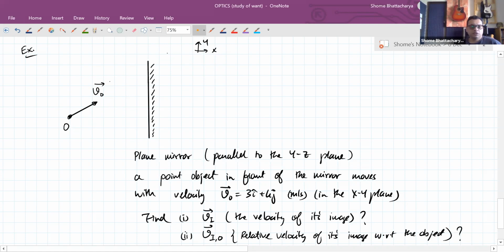Okay, just try this out, people. So this is a simple kinematics type of question. You have to just correlate the concept of reflection that we've just understood and kinematics that you've been studying for quite a few months now.